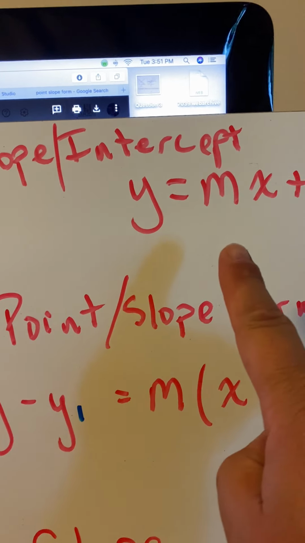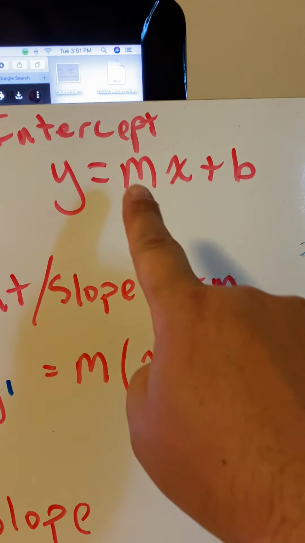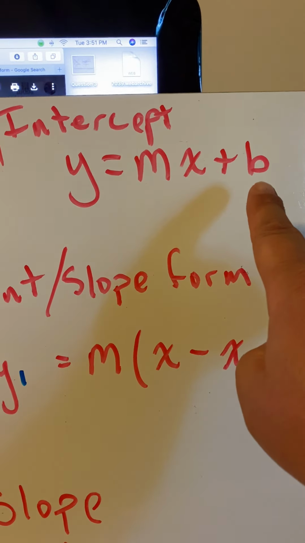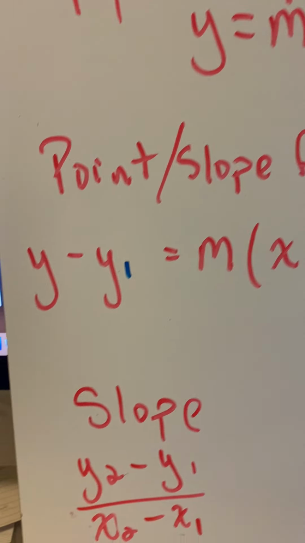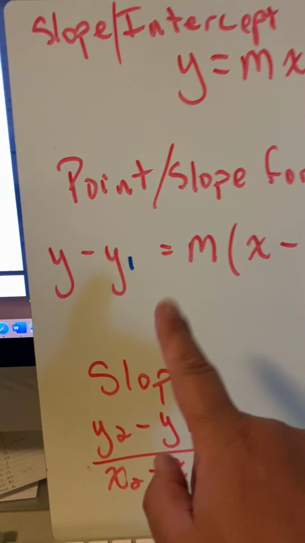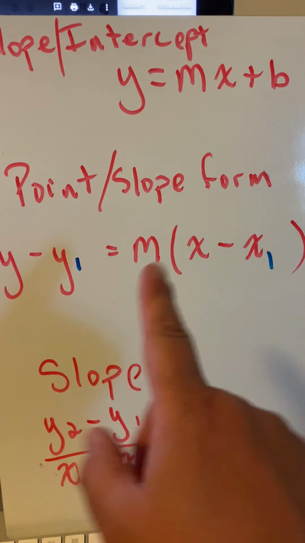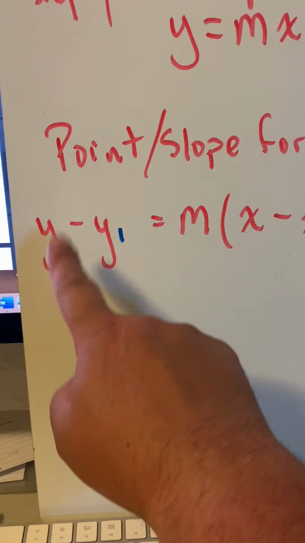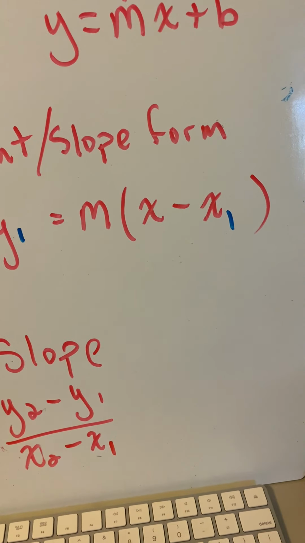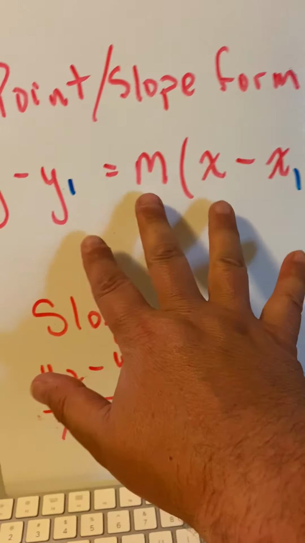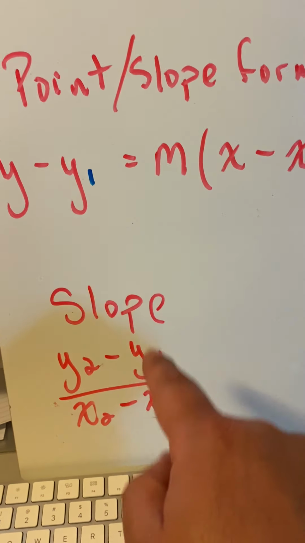You should know slope-intercept form. Slope-intercept form, y equals mx plus b. M is the slope, b is the y-intercept. That is the key form, the main form for algebra. Point-slope form is an interesting one. It's going to be very helpful for what we're talking about here. Y minus y1 is equal to the slope m times the quantity of x minus x1. Okay? You'll see how this comes into play in a little bit.